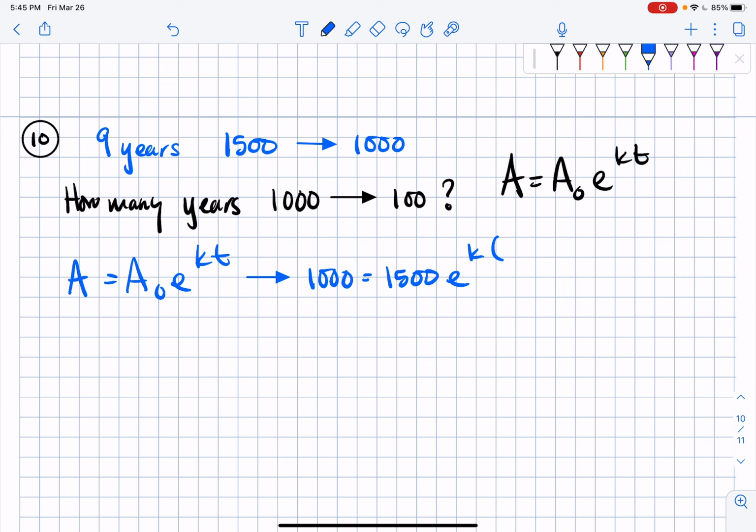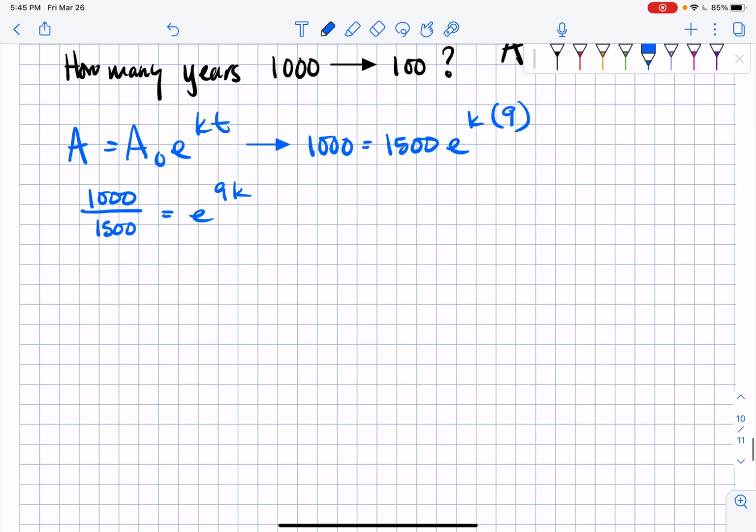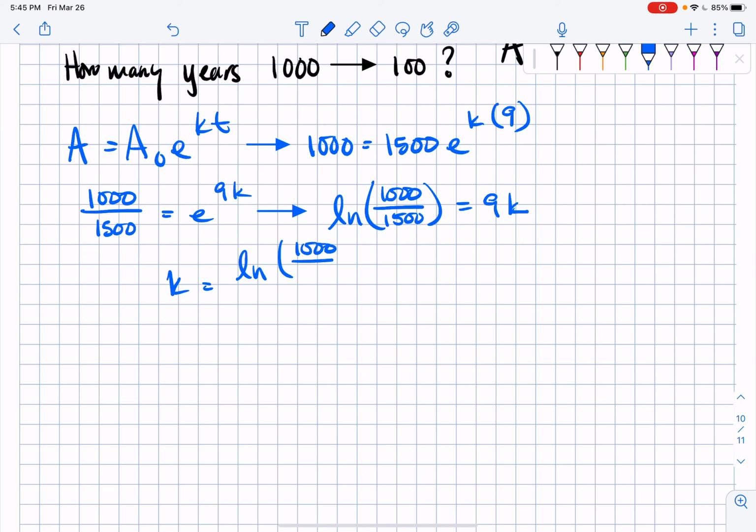All right. So A is equal to A naught e to the kt. My final amount was 1,000, because 9 years later is 1,000. It started at 1,500. E to the k is what I'm looking for, and it took 9 years. So then, to get that, I would divide by 1,500, and 1,000 over 1,500 is equal to e to the 9k. Then I'm going to take the ln of both sides. So we have ln of 1,000 over 1,500 is equal to 9k. So my k is equal to ln of 1,000 over 1,500, all over 9.